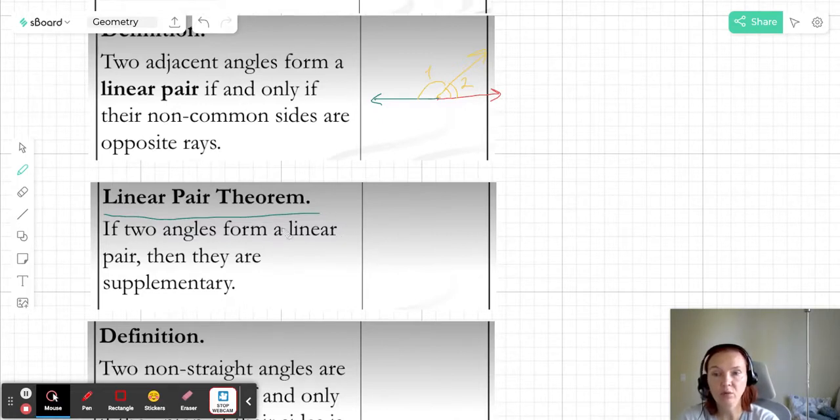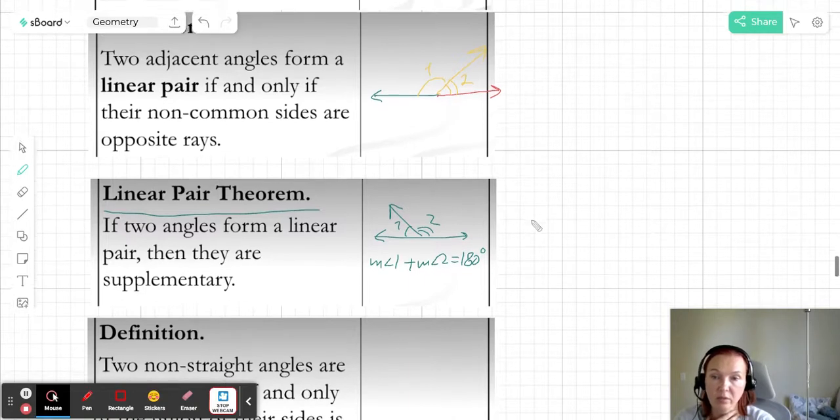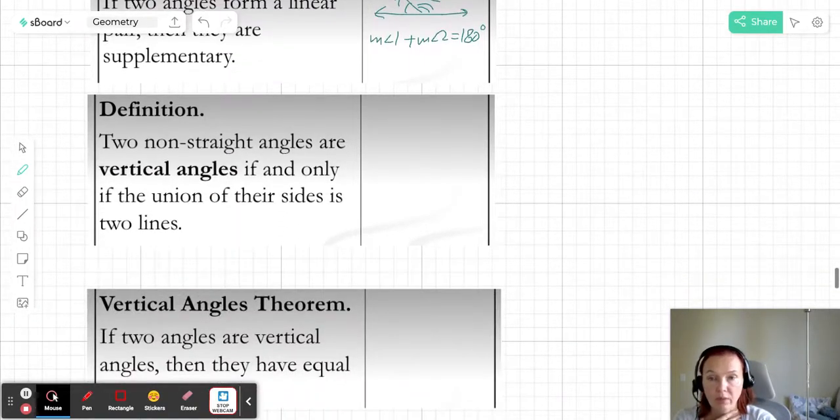So if two angles form a linear pair, then they are supplementary, right? So if I have my angle 1 and angle 2 form a linear pair, then measure of angle 1 plus measure of angle 2 has to be equal 180 degrees. Linear pair theorem is what it's called. It's not a definition, it's a theorem because it gives you a result. It doesn't explain what it is, right? It tells you that, oh, they are linear pairs, so that they are supplementary. Now back to the definitions.